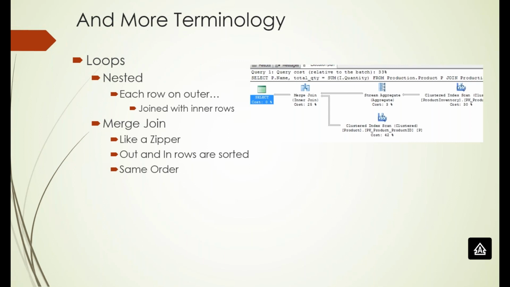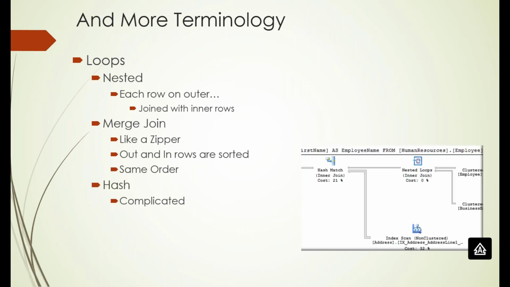The other one is called a merge join. It's kind of like a zipper. Things in the outer and inner rows are sorted in the same order, so you can just go through it sequentially and merge them together. And what's really nice is once it's merged together, you can pass some of that data off to the next iterator. It's mainly because the two input inner and outer iterators are sorted in the same order.